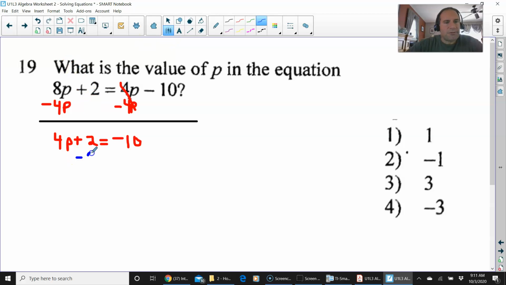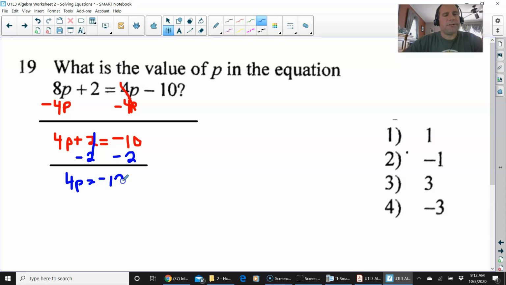And then you subtract. Remember, bring down that negative 10. I know it's a minus, but you have to just remember, the sign before the number is the sign of the number. This cancels. You have 4p equals negative 12.